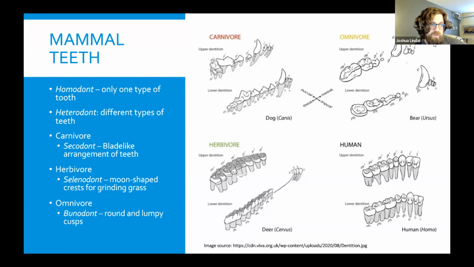And humans have bunodont teeth as well. So this up in the corner here is a bear, which is an omnivore. They eat a lot of different things. Humans have pretty similar diets to bears a lot of the time, actually. So we have pretty similar teeth to bears, at least in the shape of our molars. You can see they're flat and lumpy. And so we call those bunodont cusps.